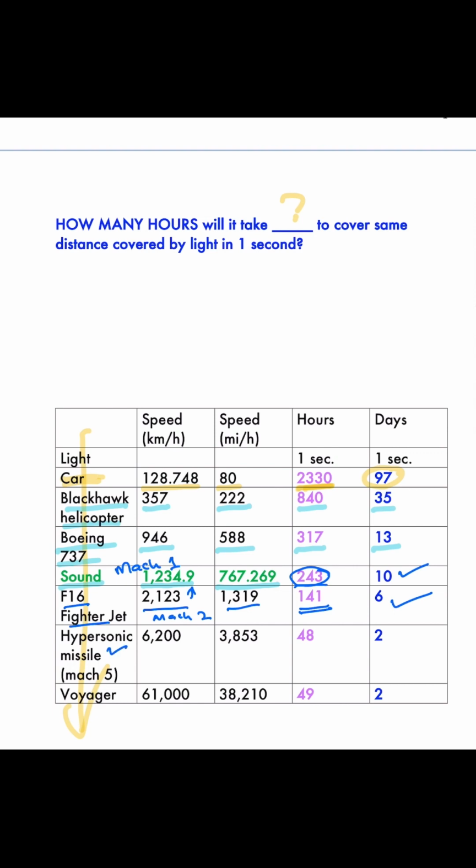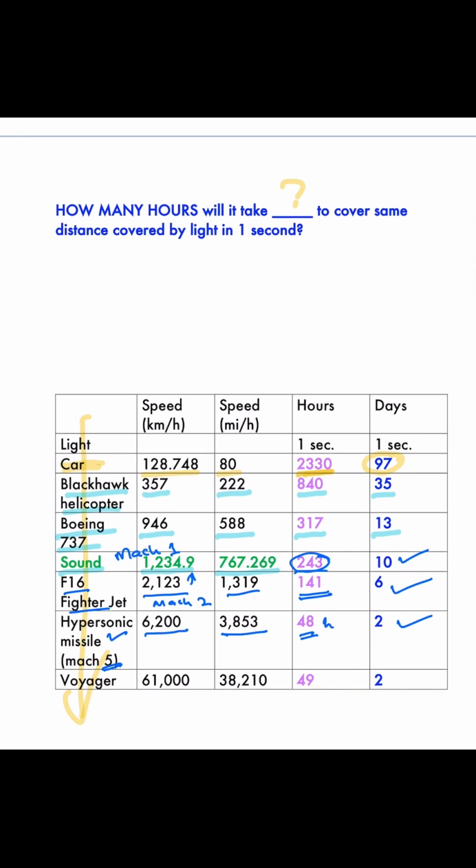A hypersonic missile usually ranges an average of about Mach 5, so that means it travels at 5 times the speed of sound. In this case, 6,200 kilometers per hour, which is 3,800 miles per hour, will need 48 hours of continuously traveling to cover the same distance as light in just 1 second. That means the hypersonic missile will need to travel continuously for 2 days for it to cover the same distance that light will cover in just 1 second.